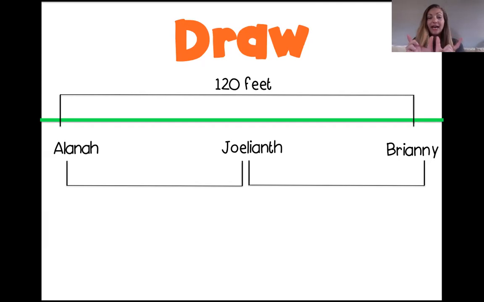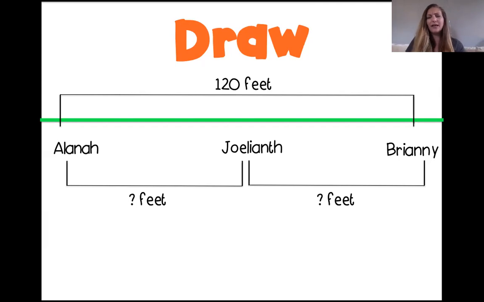So I tried to make the lines the same size because however far apart she is from Brianny, that's how far apart she is from Alanah because she's right in the middle. So I said, I don't know how many feet, but each one of those, when I solve it, they're going to be the same number. So here's the number line.